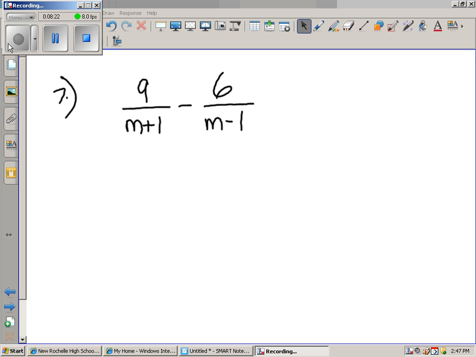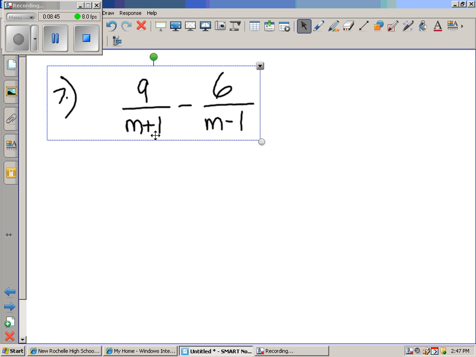First of all, you say to yourself, can I add or subtract them? Do they have the same bottoms? No, they don't. If they don't have the same bottoms, then you have to multiply by something that makes the bottoms the same. What does one have that the other doesn't? This one on the left is m plus 1, and this one on the right is m minus 1. Any ideas for what to multiply by?